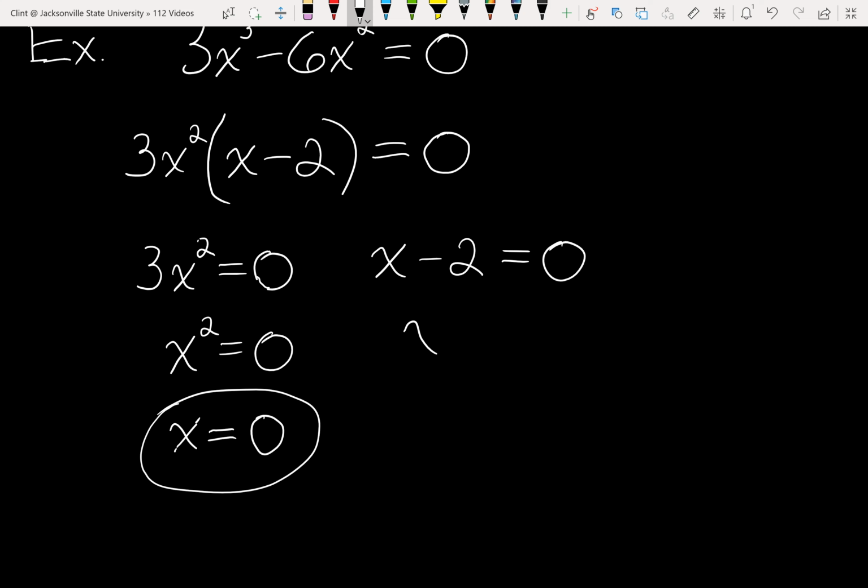Okay, on the other one, we add 2 to both sides. We get x equals 2. So if you have one of these so-called polynomial equations, try to get everything on one side and then factor.